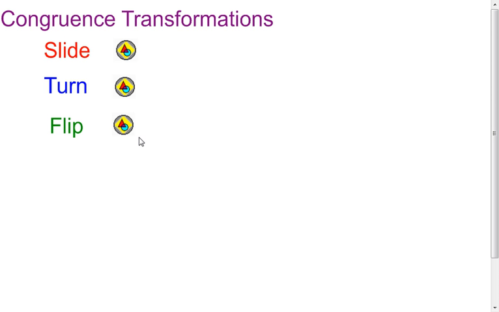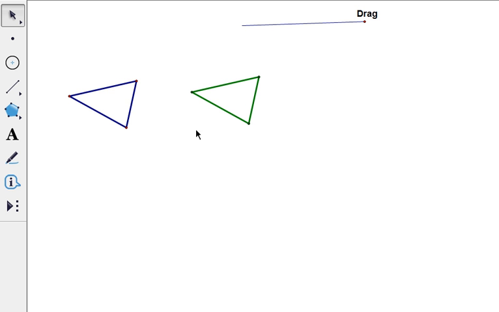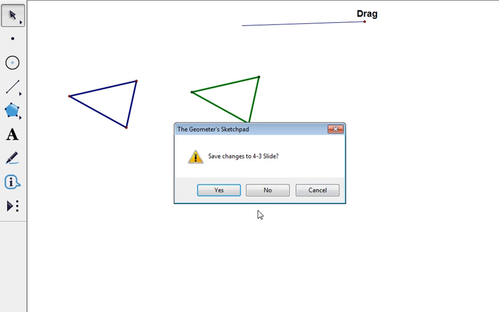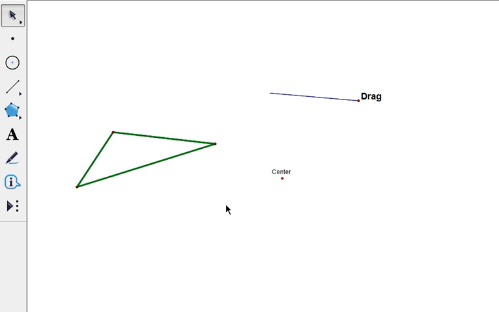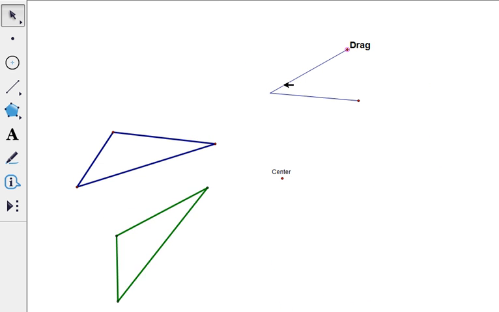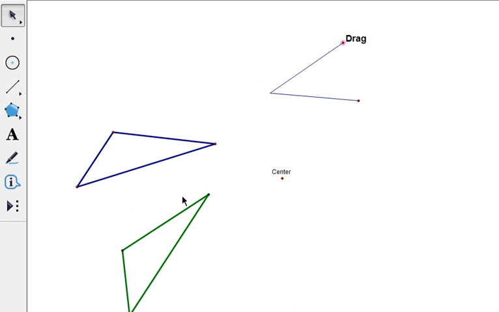We also have the turn, hopefully self-explanatory. Let me try that again. We'll go to the turn now. On the turn, I have my original and the new one here, and as I do this, it's going to turn it. So if you were to see the blue triangle and the green triangle on a sheet of paper and it asks you which congruence transformation was being used, you'd say it's a turn, because I'm taking the blue one and I'm turning it down to the green one.